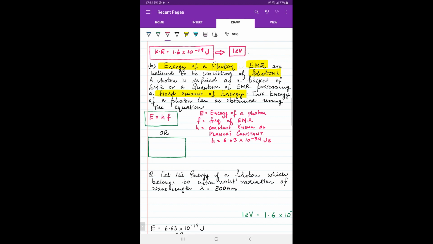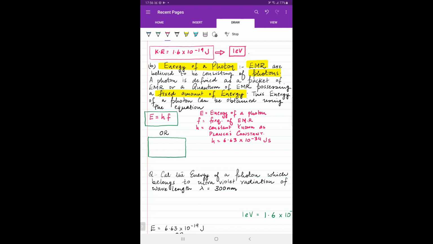So it is believed that electromagnetic radiations consist of these energy particles referred to as photons. So a photon is defined as a packet of electromagnetic radiation possessing a fixed amount of energy. This energy carried by a photon can be obtained using the relationship E is equal to hf.